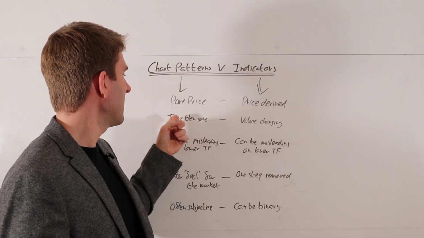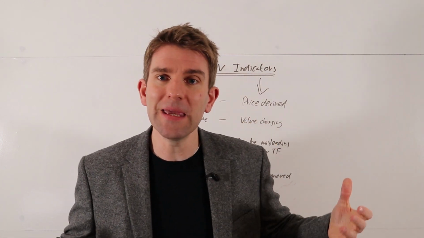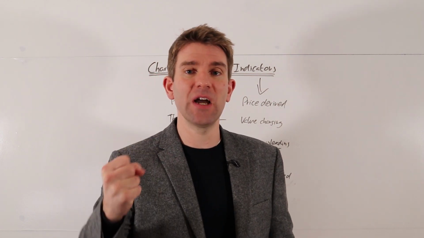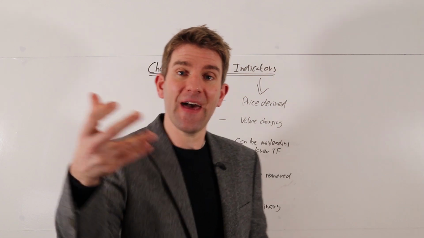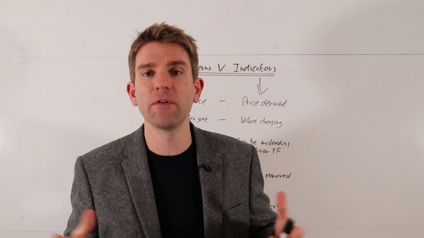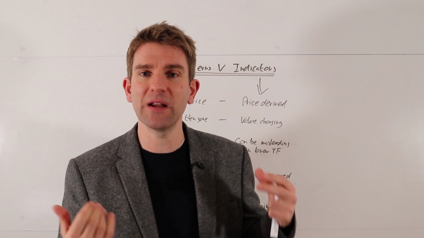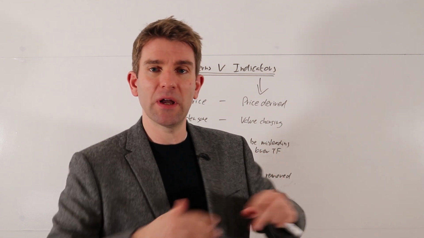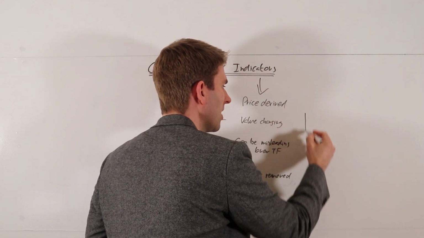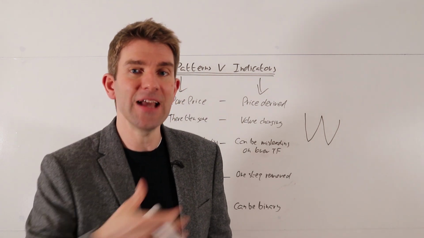The other thing is they're there, then gone. Value changing. What do I mean by that? Most of the time a chart pattern will be there and then it disappears. Let's use the example of a double bottom, because it's very easy to visualize. Markets come down, and then that's it. Once we've had the double bottom, it's gone.